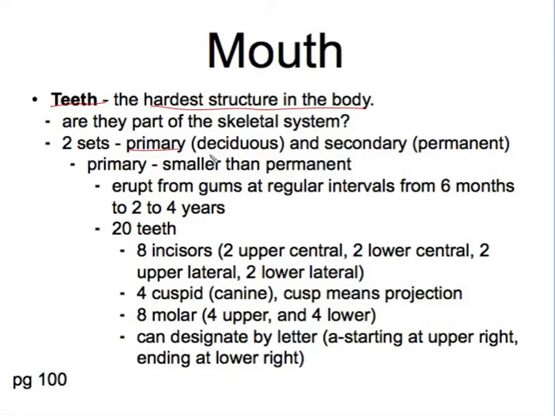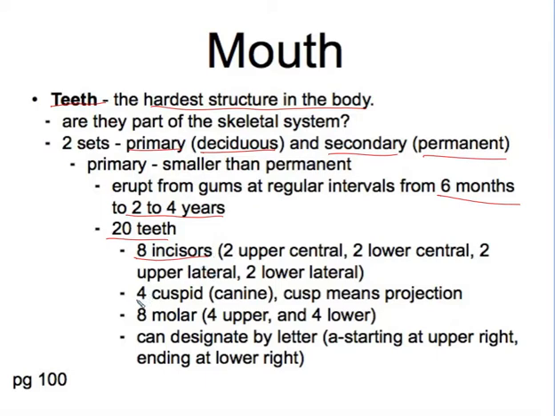So we have primary or deciduous teeth, and we have secondary or permanent teeth. Your primary teeth are smaller than your permanent. They begin to grow somewhere between the age of 6 months and between 2 and 4 years. You'll have 20 of them. So when you're a baby, you have 20 baby teeth. You have 8 incisors: 2 upper central, 2 lower central, upper lateral and lower lateral. So the 4 teeth in the front on top, 4 teeth on the bottom are your incisors.